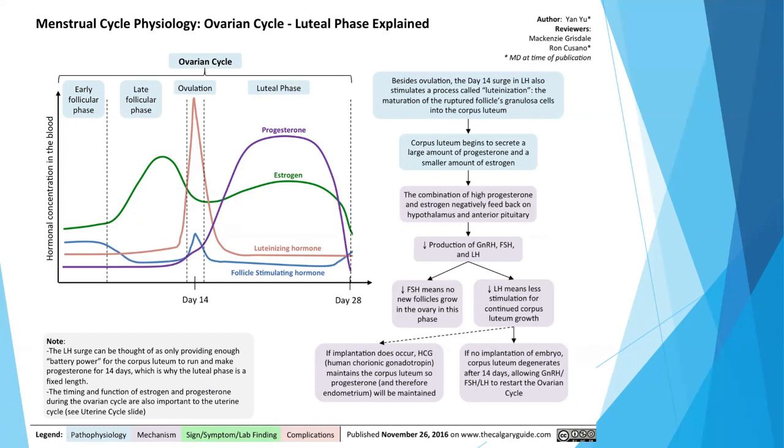Decreased FSH means there are no new follicles growing in the ovary in this phase, and decreased LH means there is less stimulation for continued corpus luteum growth. So if implantation does occur, the HCG maintains the corpus luteum, so progesterone will be maintained. So if there is no implantation of the embryo, the corpus luteum will degenerate after 14 days, allowing the GnRH, FSH, and LH to restart the ovarian cycle.